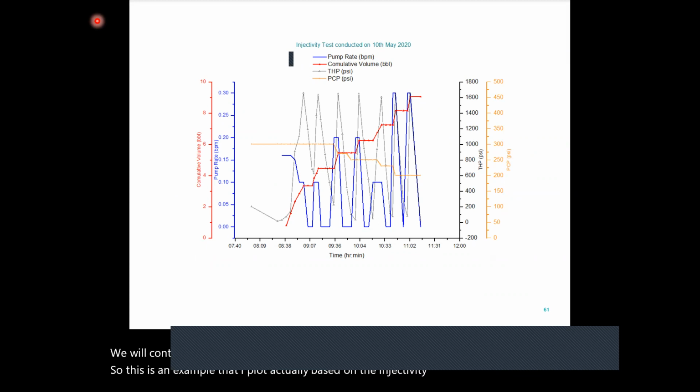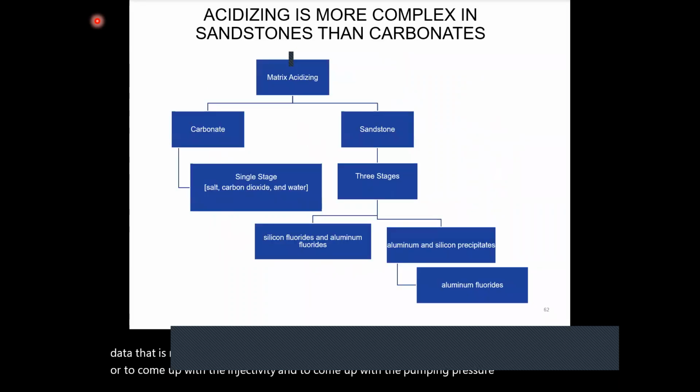Here we can see, as I told you in the quality control, we need to measure the pressure and also all the data that is needed in order to come up with this. This kind of data is very helpful to come up with the injectivity and the pumping pressure that is required for the well. So these are the concluding remarks for the second day.